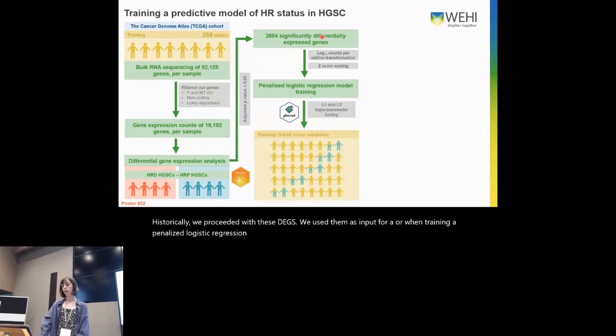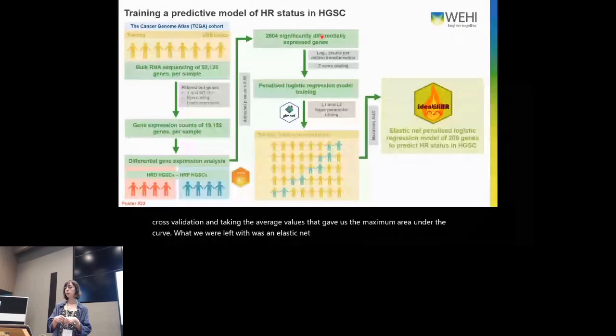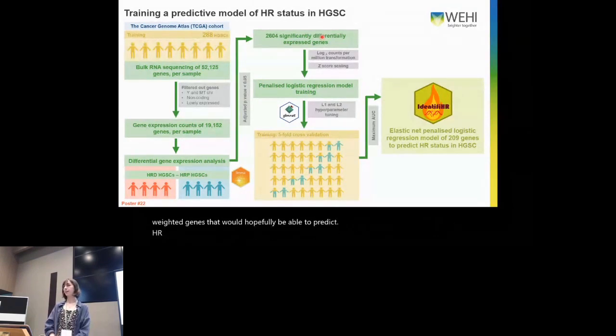We tuned our L1 and L2 hyperparameters through 5-fold cross-validation, taking the average values that gave us the maximum area under the curve. What we were left with was an elastic net penalized logistic regression model of 209 weighted genes that would hopefully be able to predict HR status in high-grade serous ovarian carcinoma. And we called this method IdentifiHR because I was allowed to name it, and so that's what I chose.